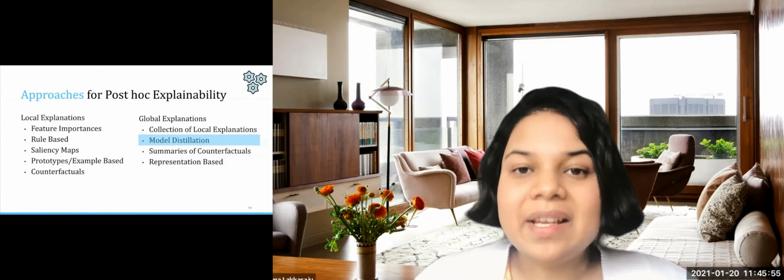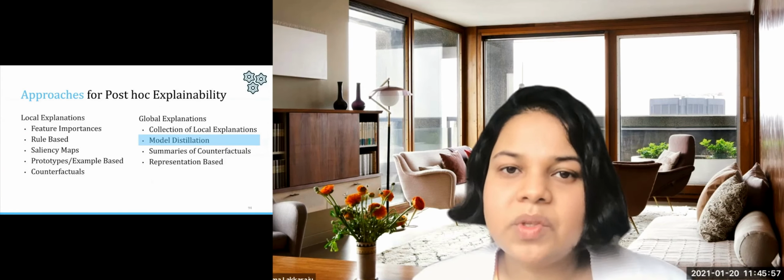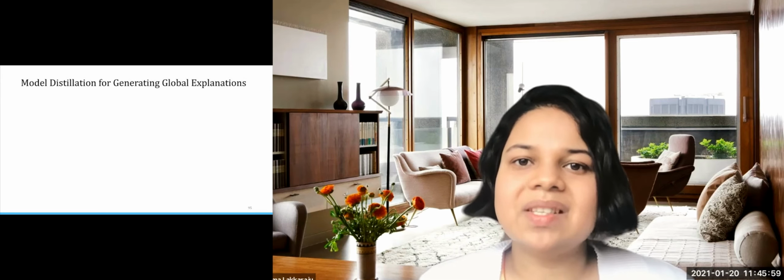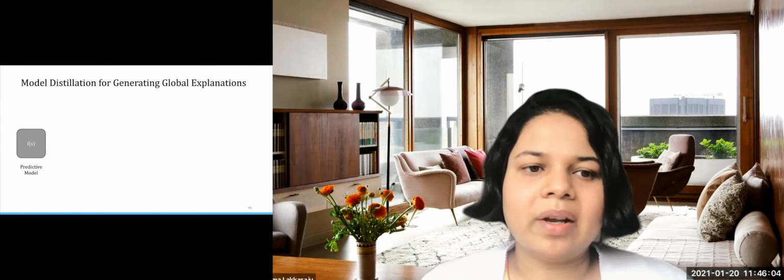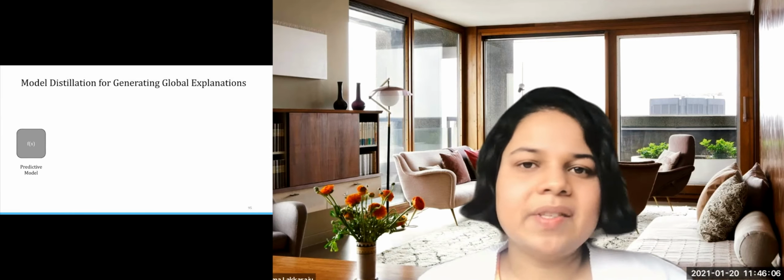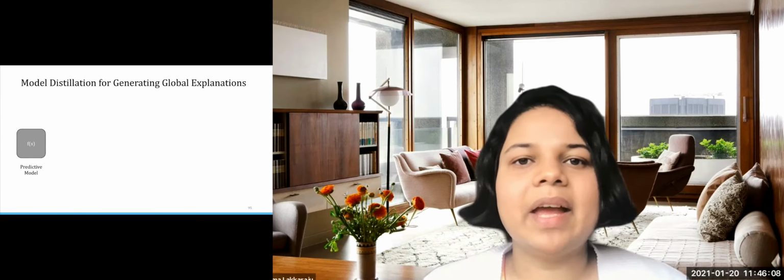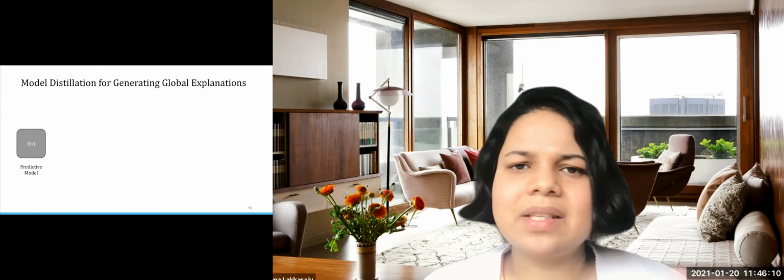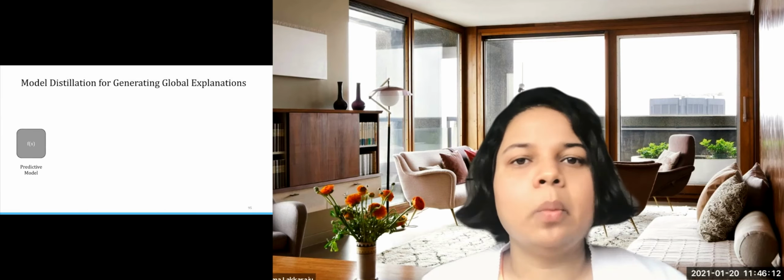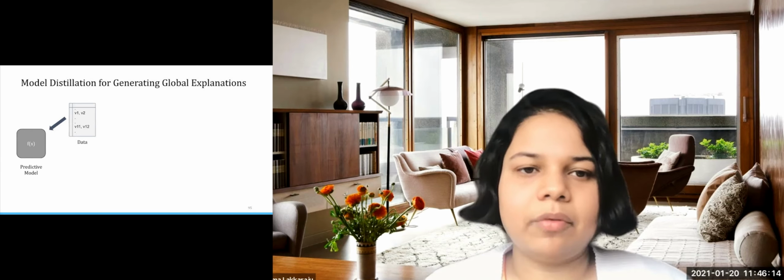All right, the next approach that people commonly use when constructing global explanations is called model distillation. The basic idea behind model distillation is very simple, and this is as follows. Let's say we have a predictive model f of x. Let's assume that this is even a black box. We don't know any internals of f of x.